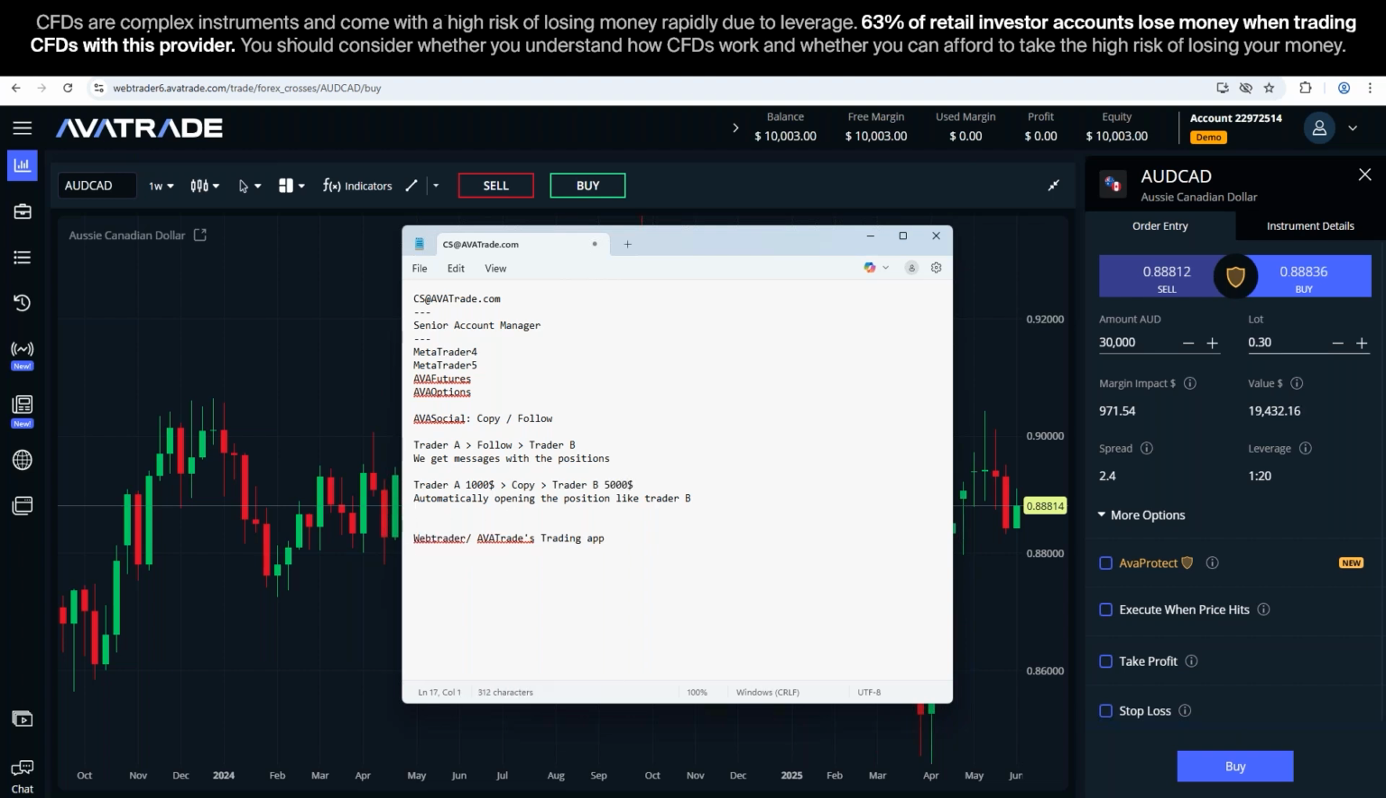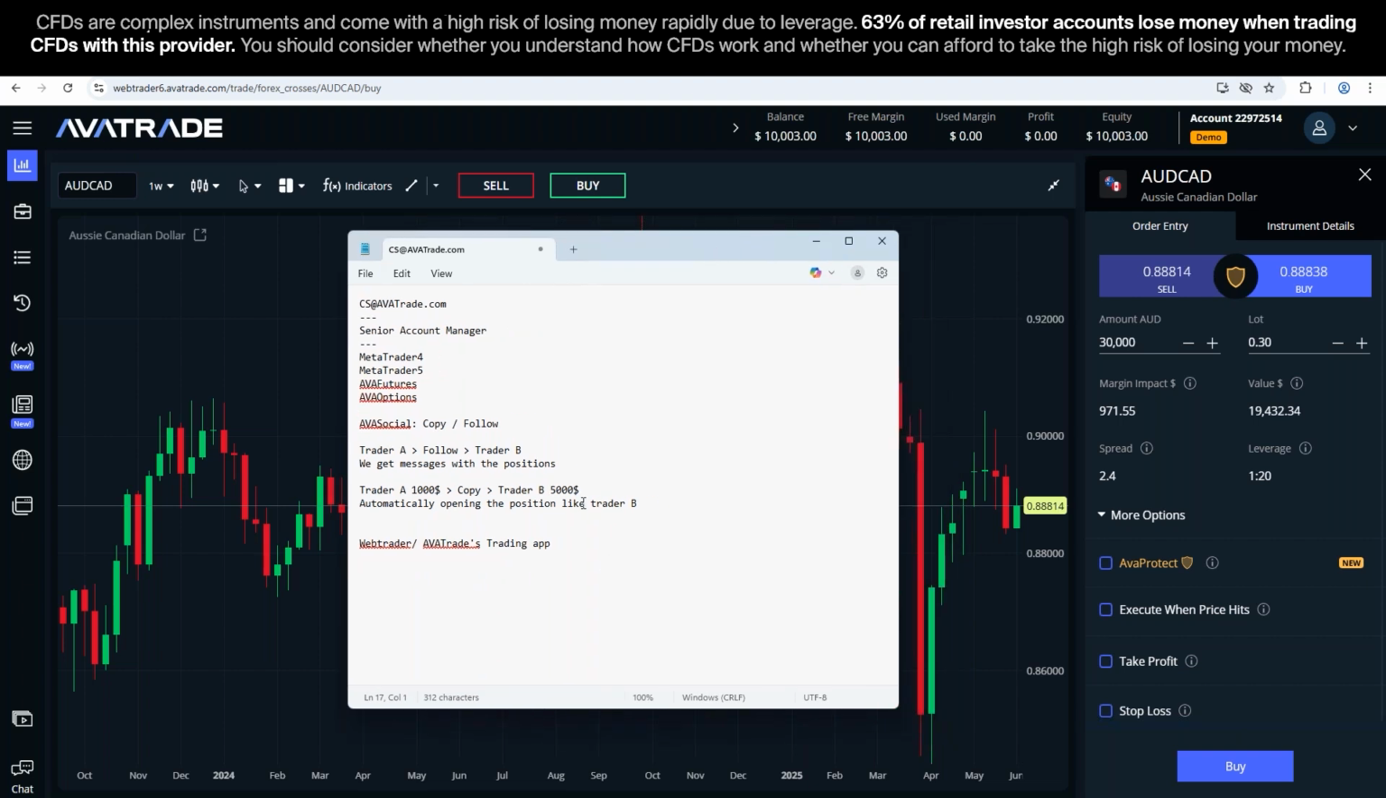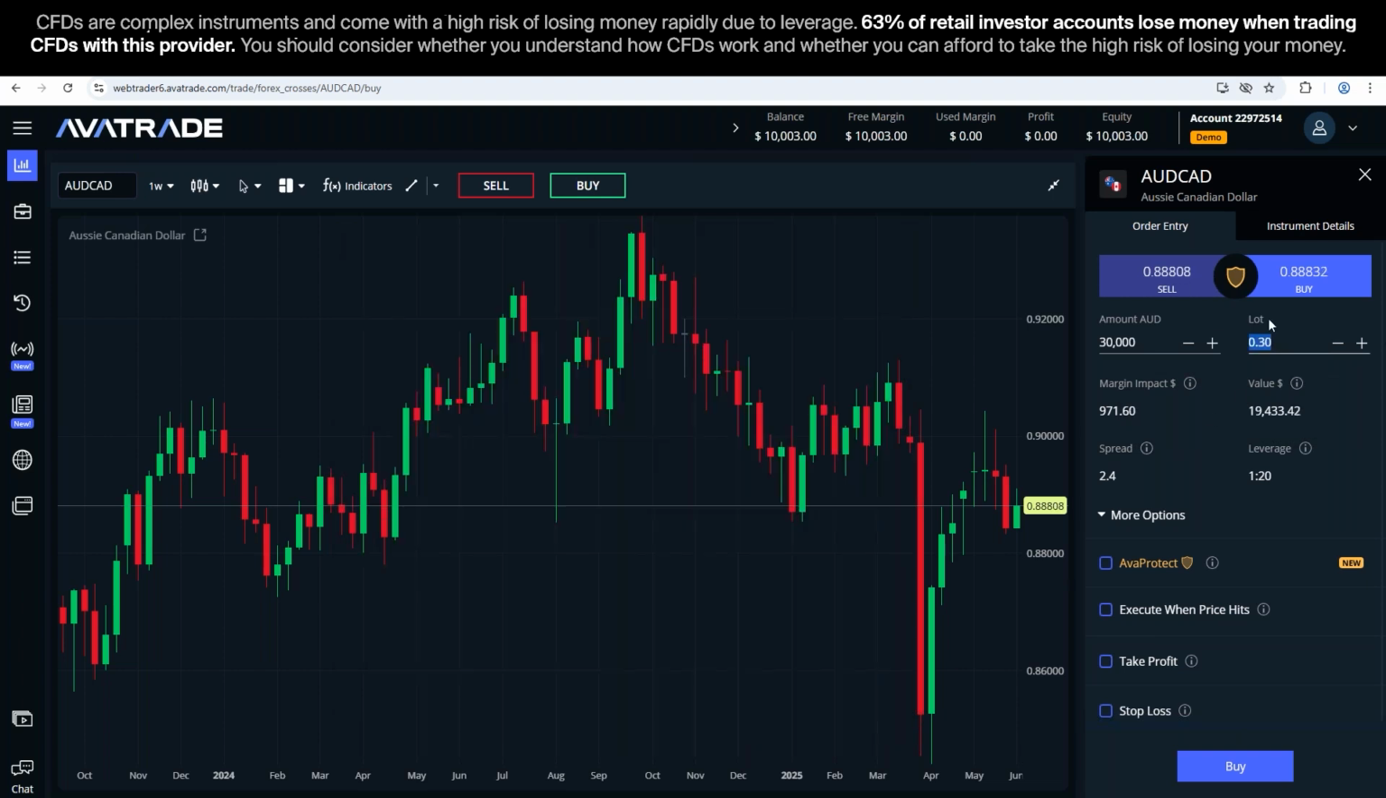Now, naturally, trader B might take positions that are too big for my account to handle, right? In terms of margin. We're still not sure what that is yet. We're going to learn. But the idea is that with Avasocial, I can copy from a bigger amount and I can fix the lot size to be smaller. Okay, for me to examine and see what's best.